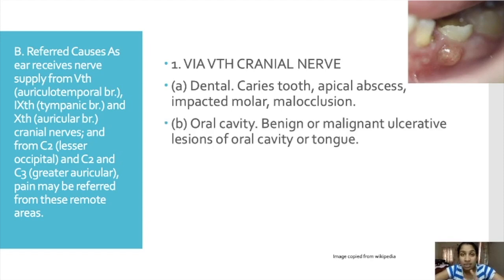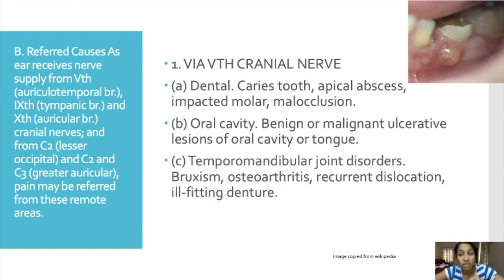That is about dental. These are the dental causes via the fifth cranial nerve: tooth caries, apical abscess, impacted molar teeth, or malocclusion, misaligned teeth. These can cause referred pain towards the ear. Next comes the oral cavity. Any benign or malignant ulcer or lesion in the oral cavity or tongue can cause referred pain towards the ear. So if a patient comes with an earache, we have to check the oral cavity also, so we have to do an oral cavity examination.